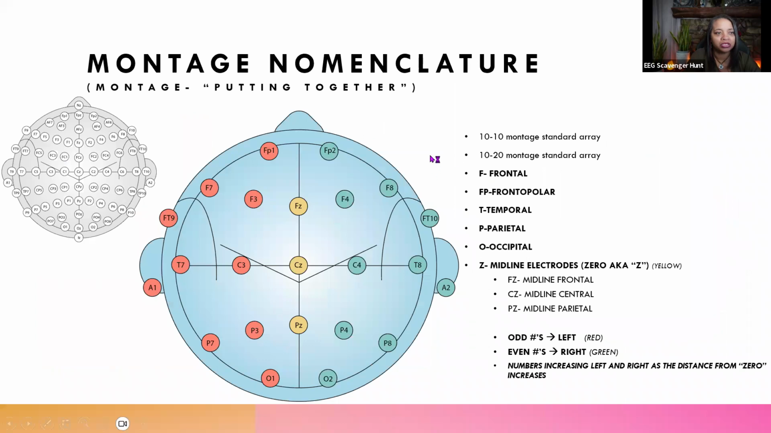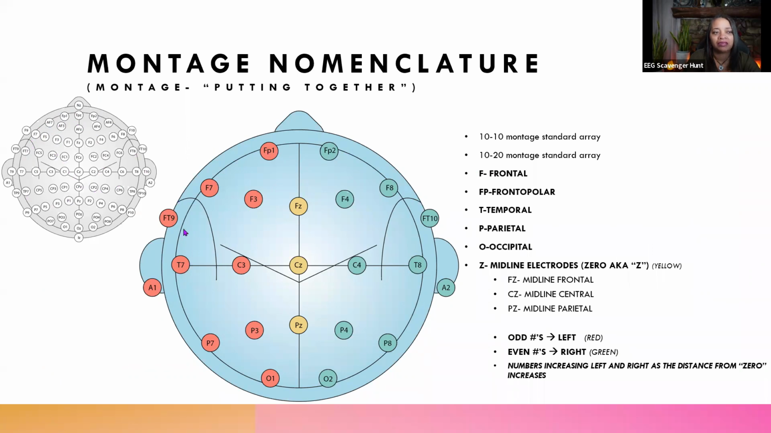But essentially what you get is two standard montage arrays, right? And the nomenclature montage just means putting it all together. So this is a 10-10, which is not the focus of the content today, but these electrodes are 10% apart from each other. And this is a 10-20, which is a combination of 10% off the midline and then 20% to each electrode.